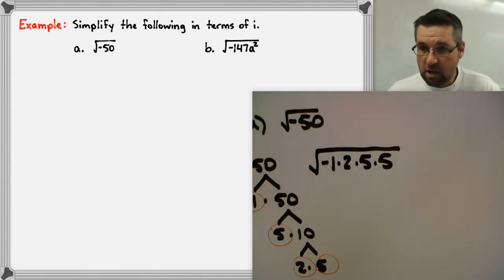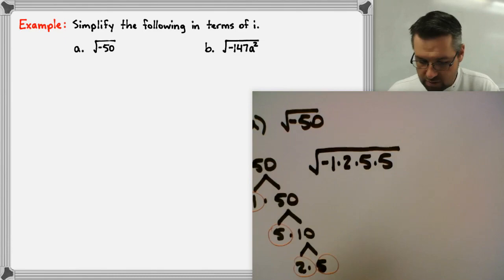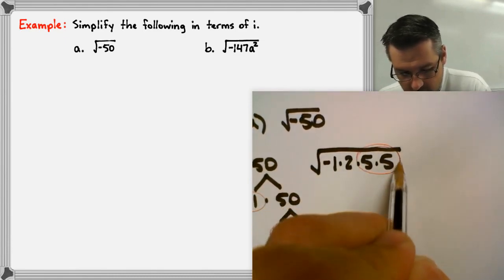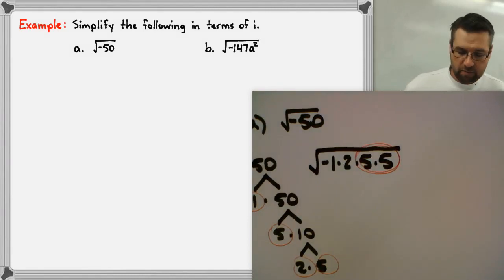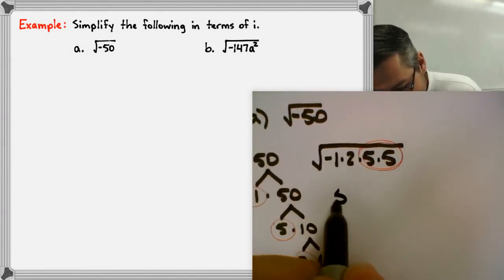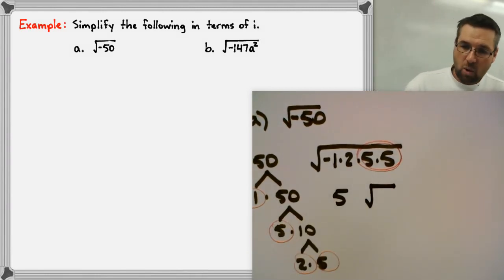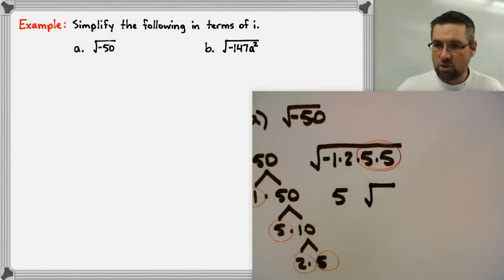Now, what do we do from here? We do the prison break thing. We simplify the radicals. We look for pairs. Well, here's a pair right here. So we know that we can take that out. So we know that we can take a 5 out for sure. Now, I'm going to put the square root, and we say, well, what's left over? What's left over is the -1 times the 2.